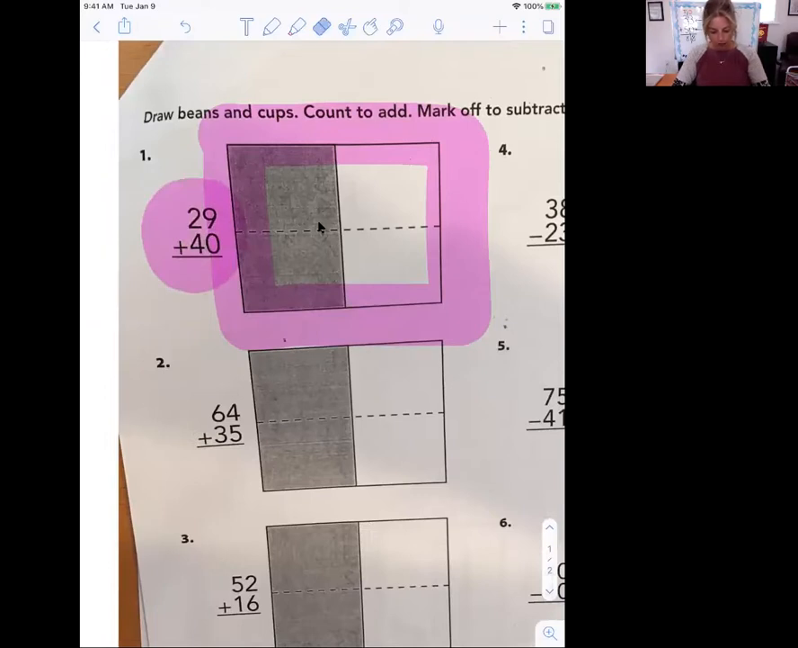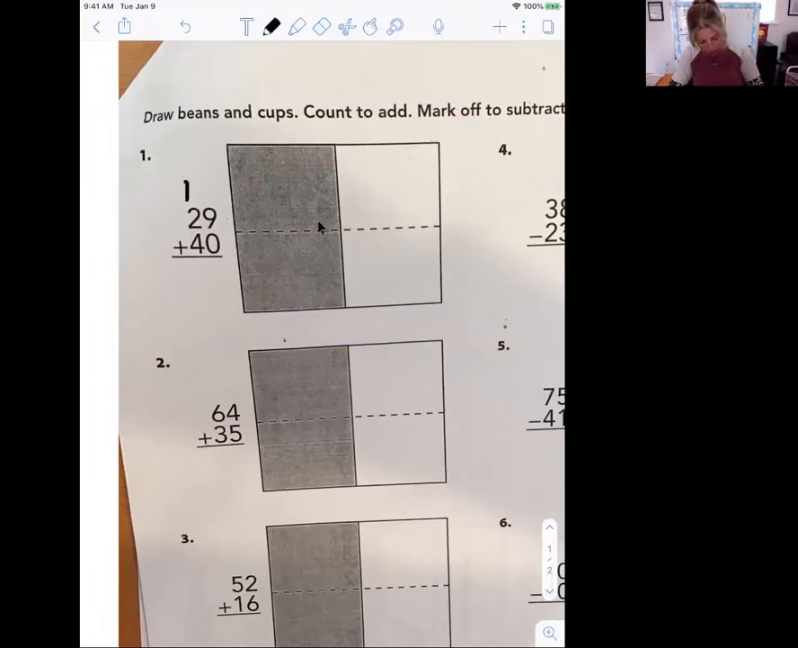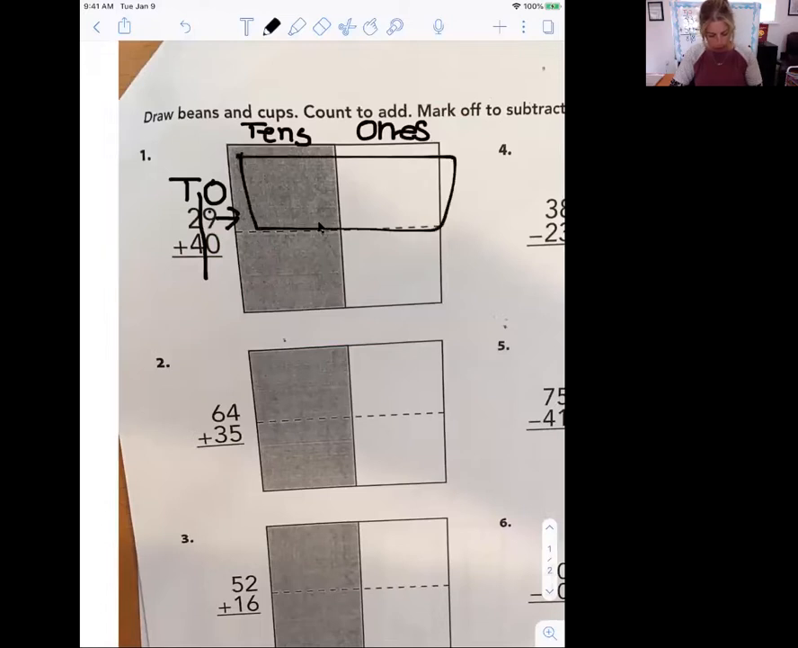Okay, what I suggest you do first, and that's going to help you, I would go ahead and write your T for 10s and O for 1s. If you want to draw the line, that's okay too. Okay, so on this, you have 29. You're going to draw your picture of 29 in these boxes. Remember, this is your 10s, and this is your 1s. So you're going to draw 29 in the upper portion right here. You're going to draw the 29, 2 10s, and 9 1s.